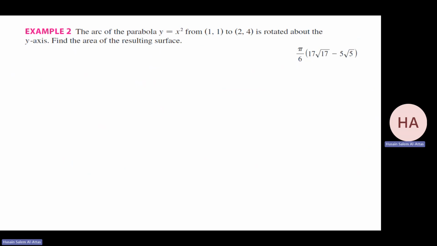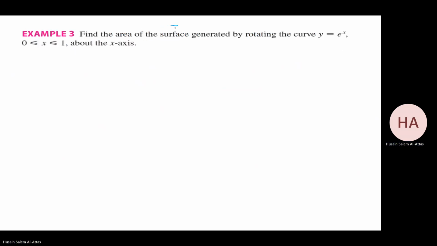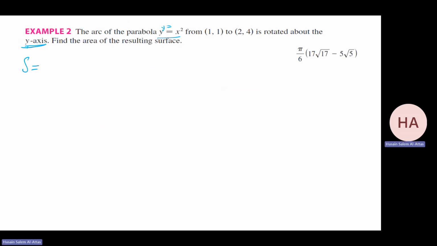The arc of the parabola from this is rotated about the y-axis. Find the area. It's about what? The y-axis. So S will be, and the function is a function of x. This is a function of x. y equals a function of x. So S will be the integral, the x values from 1 to 2, 2 pi, about the y-axis I write x, square root, not square, yeah, square root, 1 plus f prime of x, all squared dx.